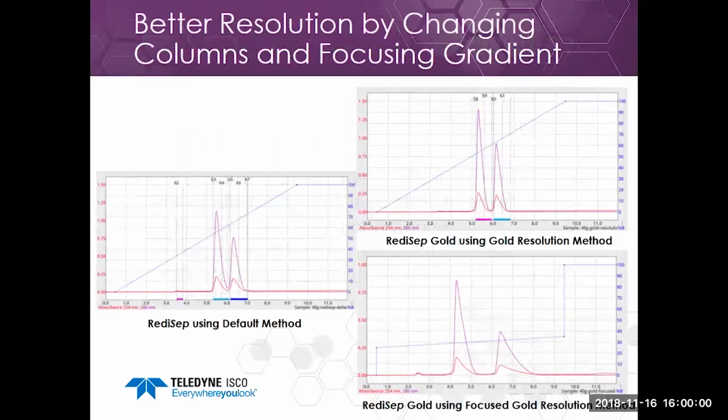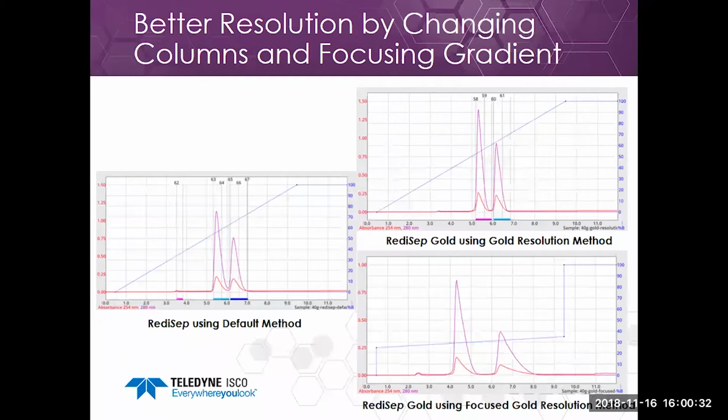To illustrate the focusing of the gradient to give you more resolution, we have our compound on the left, or column on the left, using regular ReadySep using a default method. And then in the upper right, you can see the added resolution by going to Gold there. So we actually get baseline resolution between these compounds. We went ahead and did the next step there and focused the gradient on the region that elutes these compounds, and you get even better baseline resolution between them. So the question at this point is, how can I make this method greener?